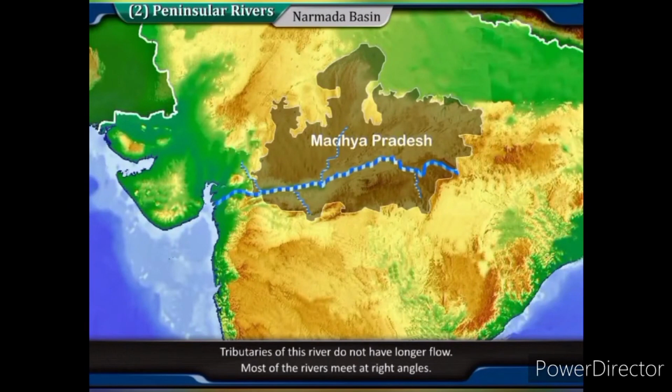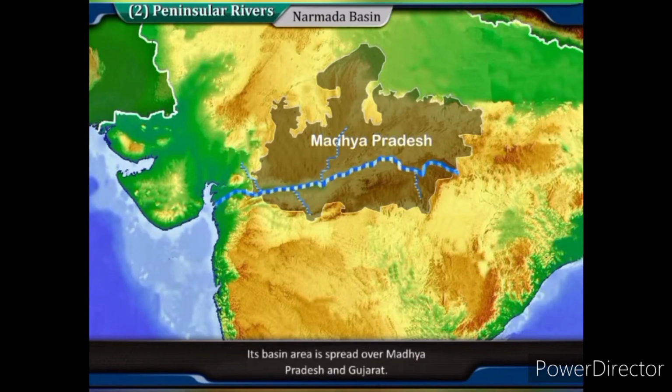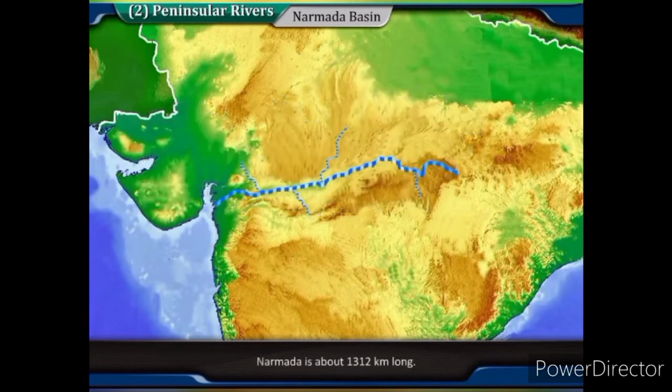Tributaries of this river do not have longer flow. Most of the rivers meet at right angles. Its basin area is spread over Madhya Pradesh and Gujarat. Narmada is about 1,312 kilometers long.